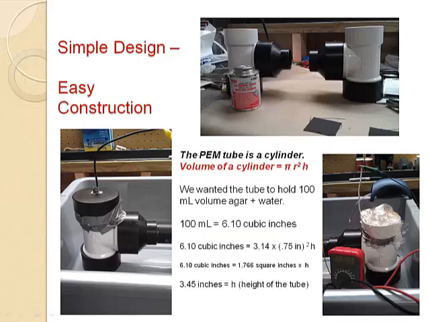I only had enough agar to create 100 milliliters of the agar and the salt water. 100 milliliters is the same as 6.10 cubic inches. Using the volume of a cylinder and working backwards, I was able to determine that the height of that tube needed to be 3.45 inches, and that was what I used to cut the tube.